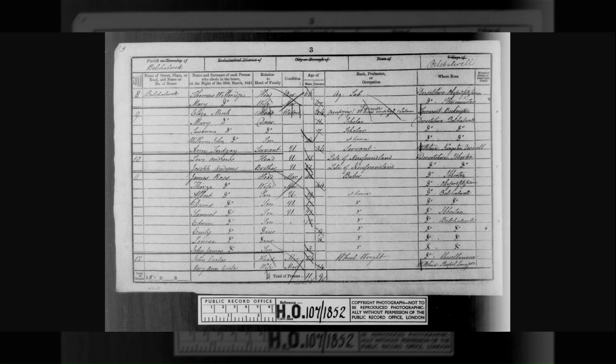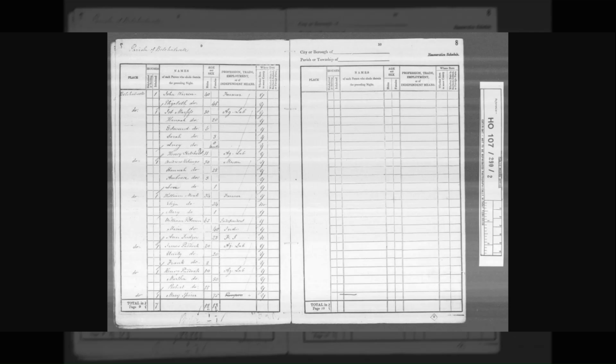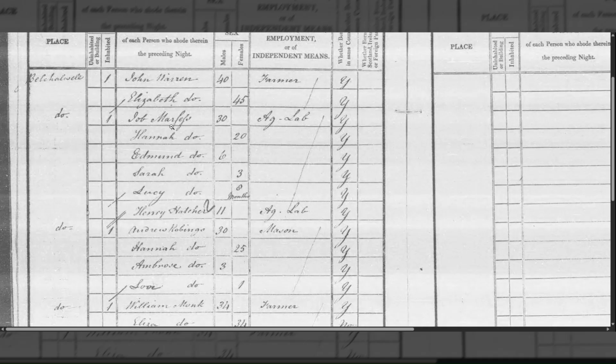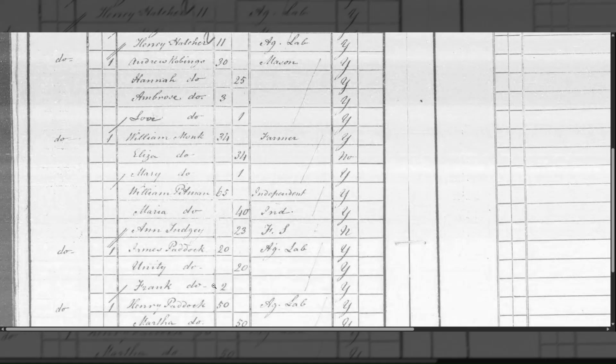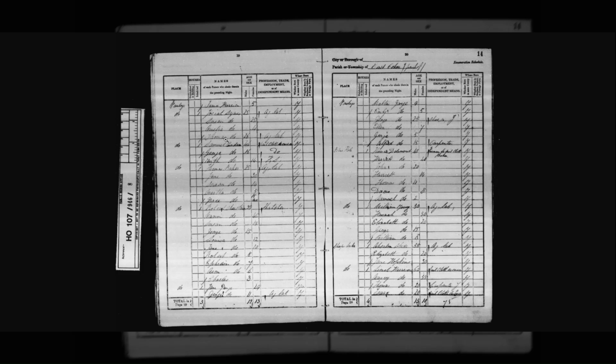But if we go back to the 1841 census, we can see that although we get the names and ages of the people in the household, we don't get told their relationship to the head. If we look down here, it's fairly obvious what the relationships are. At least we think they're obvious. We've got William Monk, 34, Eliza Monk, 34, and we have Mary, who is 1. So it's probably likely that that's a husband and wife and daughter, but you never know. It might be that they're husband and wife looking after a niece.